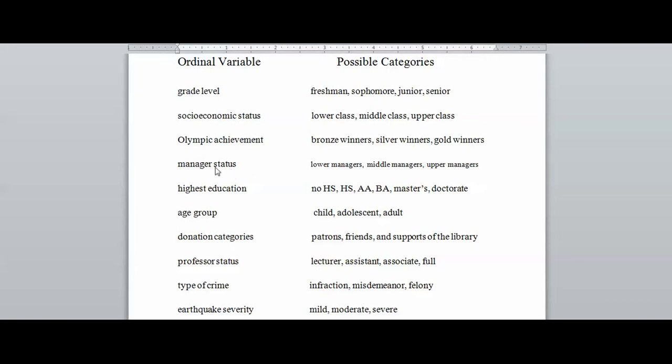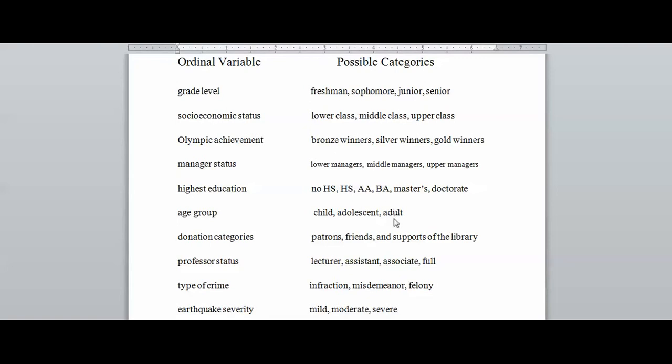Also, if a variable is ordinal, it doesn't mean that higher categories are necessarily better than lower categories. For example, you might say that it's better to win a gold medal than to win a silver medal, but a severe earthquake isn't better than a moderate earthquake. So sometimes with some examples, higher categories are actually worse than lower categories. And in some examples, higher categories aren't really better or worse than lower categories.